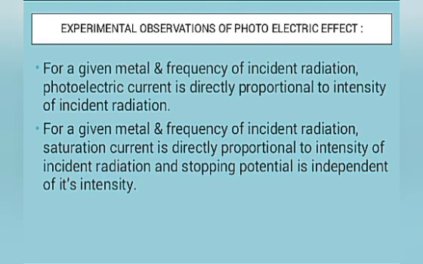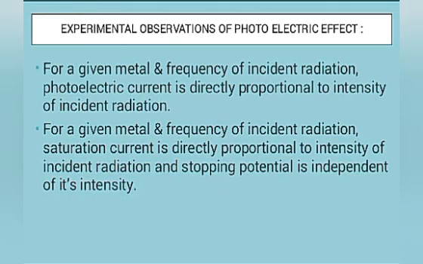Next are the experimental observations of photoelectric effect, or laws of photoelectric emission. By summarizing those three cases, what are those three cases? First one is the effect of photocurrent on intensity. Second one, the effect of photocurrent on potential applied to the anode. And the third case is the effect of photocurrent on frequency of radiation. Based on these three cases, 4 laws are predicted.